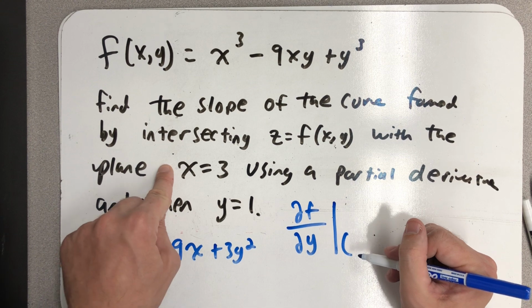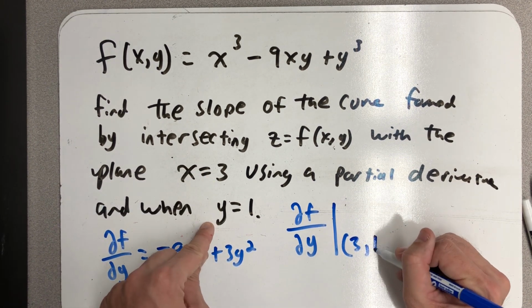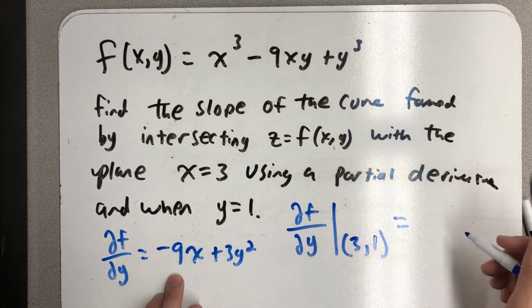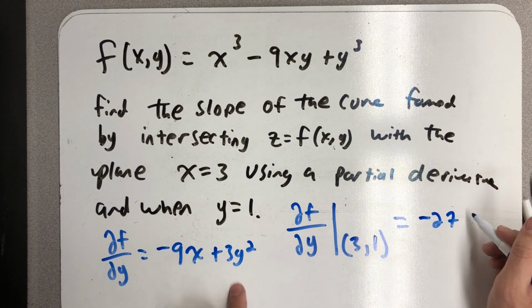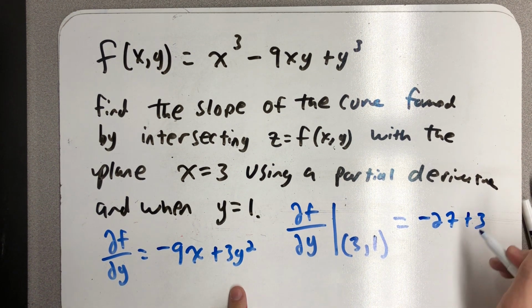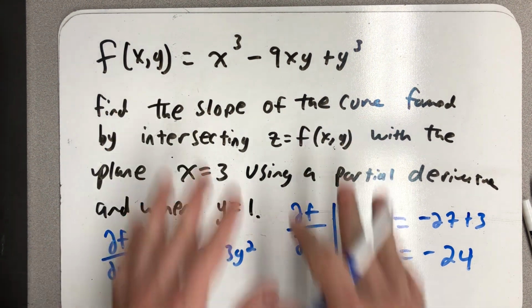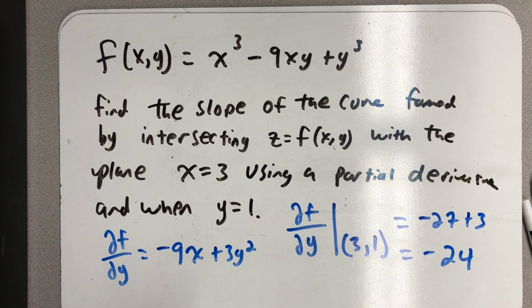To find the requested slope, I have the partial of f with respect to y, but evaluated at the point, well, I'm in the plane x equals 3, and I was curious about what happened when y was equal to 1. So I just plug in. So I have minus 9 times 3 is minus 27. Plus 3 times 1 is 3. That slope is minus 24. Whatever this graph is doing when I intersect it with the plane x equals 3, the tangent line at y equals 1 has slope of minus 24.